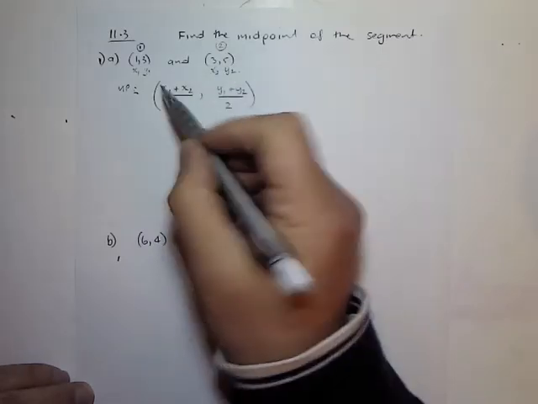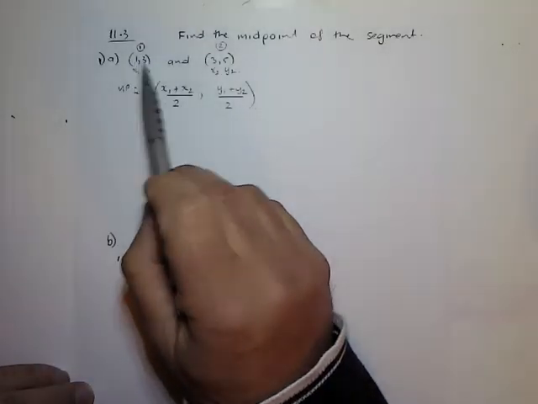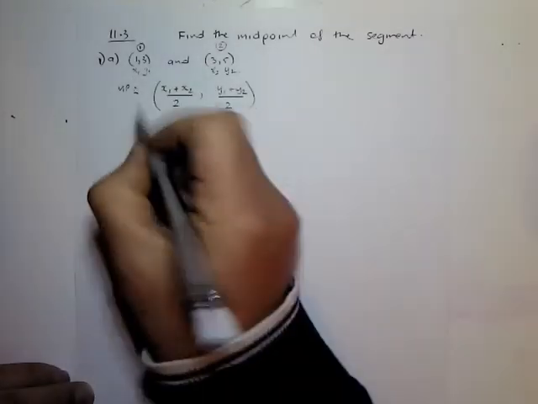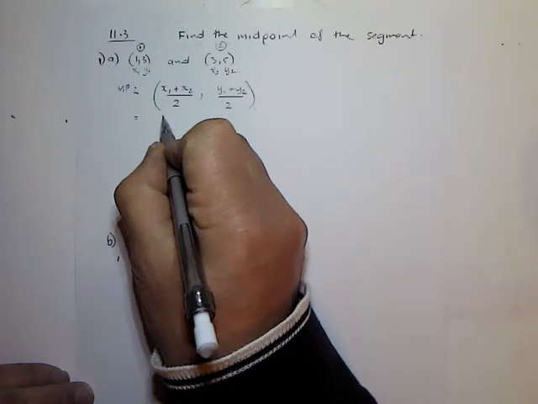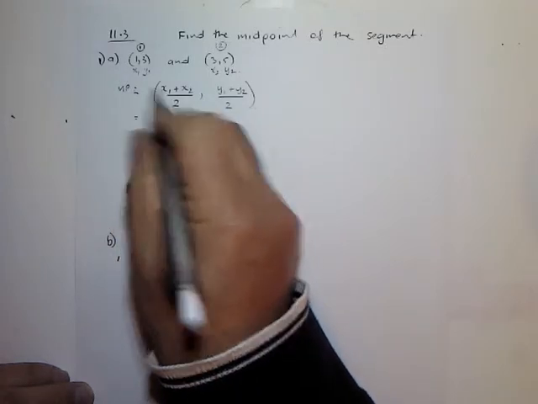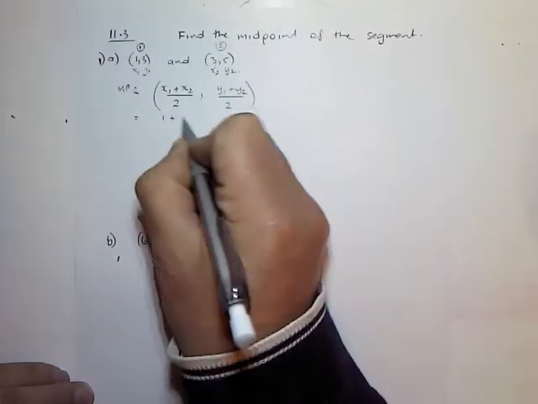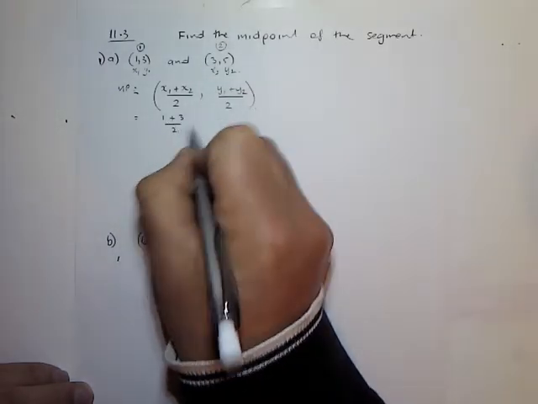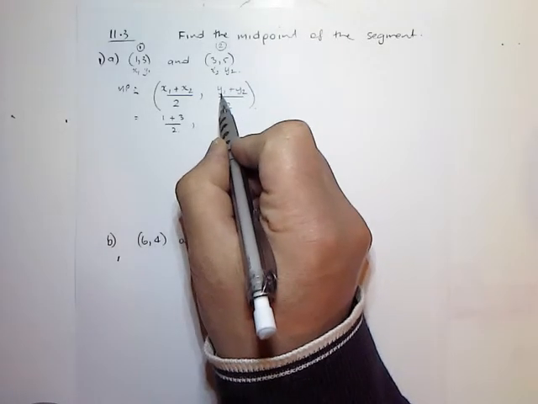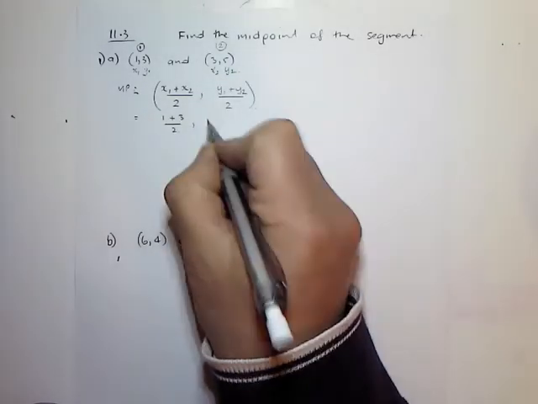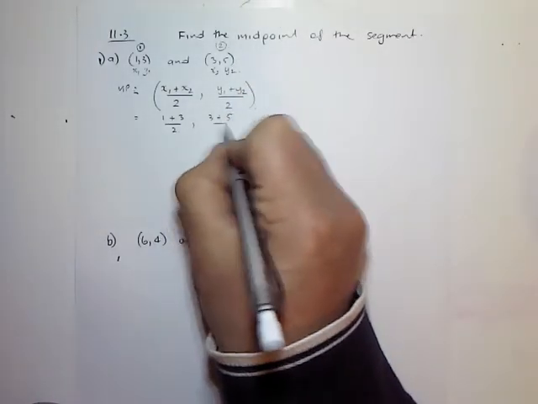If we simply now put these values into the formula, we should have the midpoint of these 2 points. x1 is simply 1 plus x2 is 3, divided by 2. Now the y value of the midpoint will be y1, which is 3, plus y2, which is 5, divided by 2.